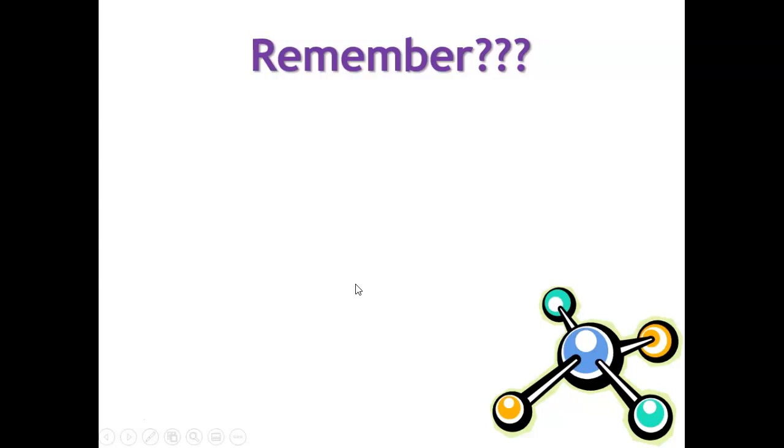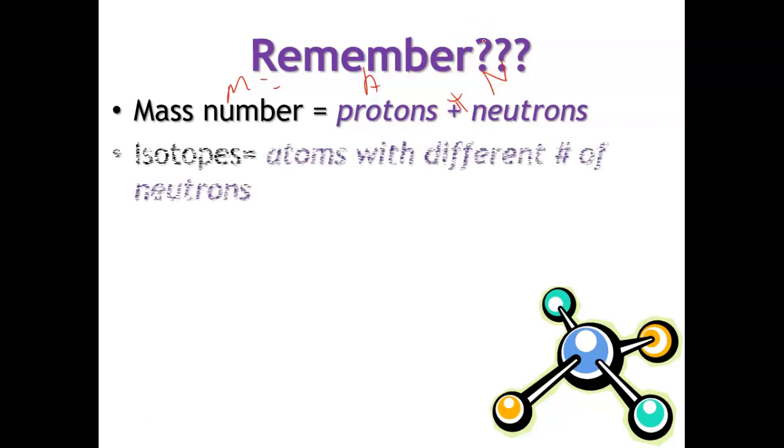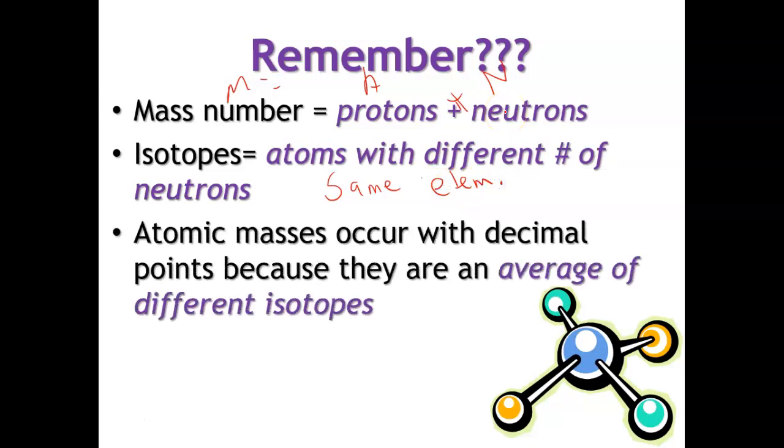Just a little bit of remembering. Mass number equals protons plus neutrons. This is your mass part of the atom. Isotopes are atoms with different numbers of neutrons, but remember they are the same element. This is what we're going to focus on today.